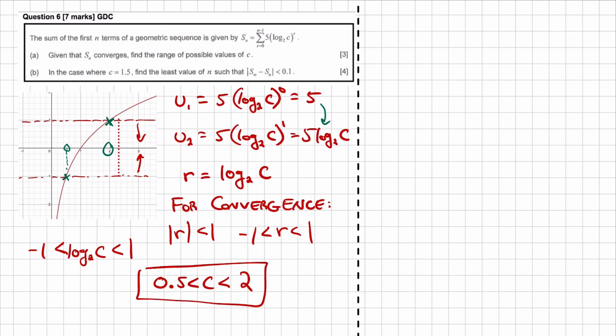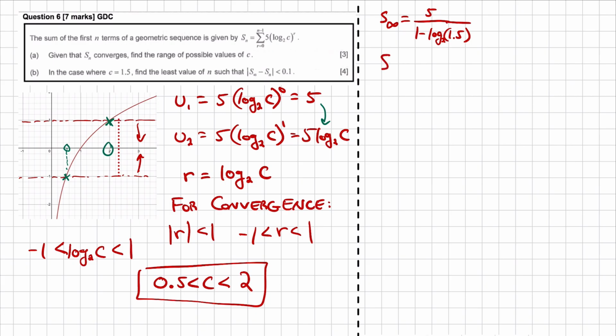Now moving on to part B, in the case where C is equal to 1.5, find the least value of n such that the absolute value of the sum to infinity minus the sum to the nth term is less than or equal to 0.1. Or sorry, just less than 0.1. So we know that the sum to infinity is going to be U sub 1, which we found to be 5, over 1 minus our R value, so log base 2 of C. Now C we know is 1.5, so we'll just plug that in.